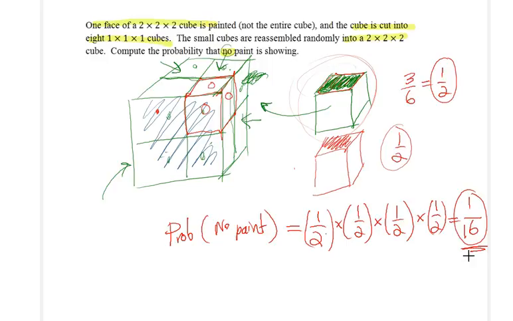So after those 8 cubes are reassembled into a 2 by 2 by 2 cube, the chances that no painted face is showing up is only 1/16. And that solves our problem.